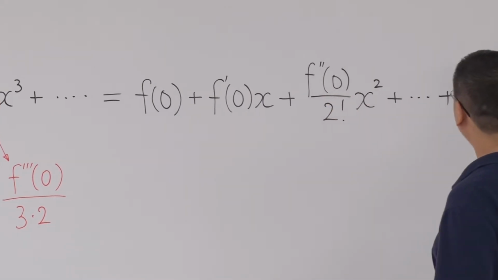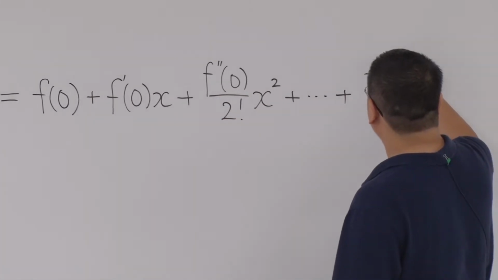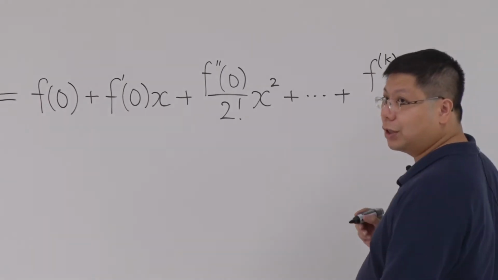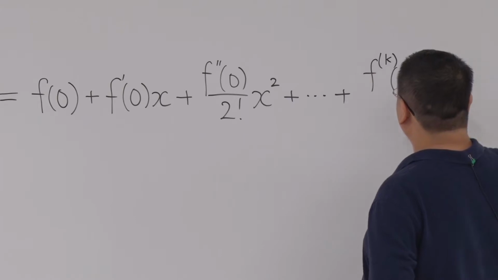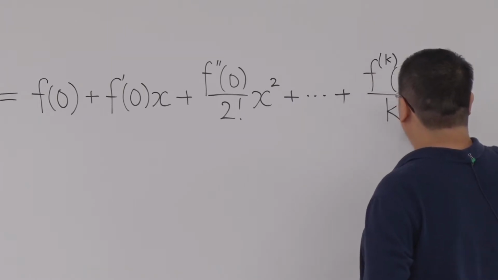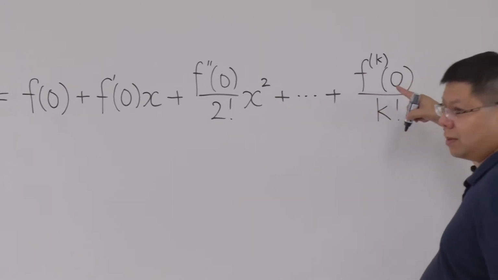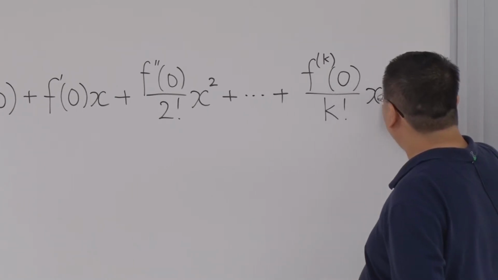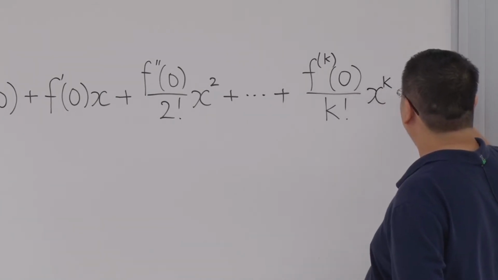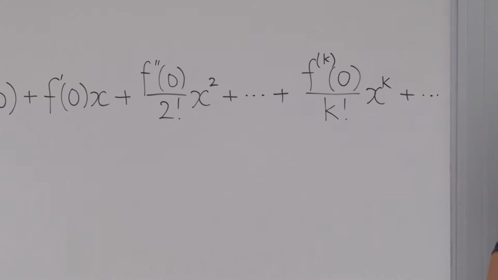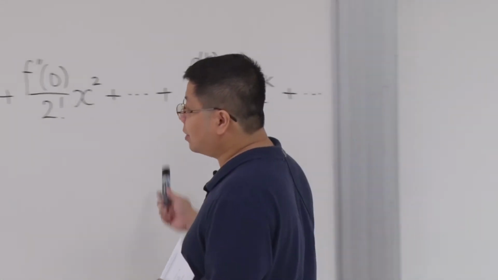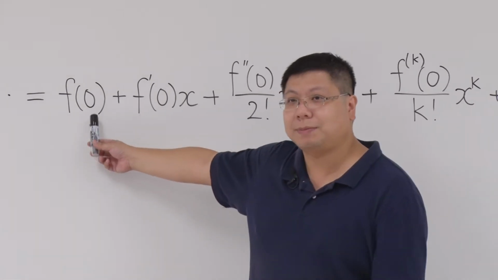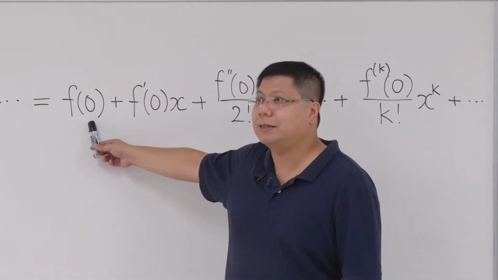And in general, if you want to look at the coefficient of x to the power k, then that's easy. You differentiate the function k times, find out what is the value when x is 0, and then multiply by x to the power k. That's it. Is that okay? Okay. So this is a special case of the Taylor's expansion. So this is the Taylor's expansion at the point x is equal to 0.